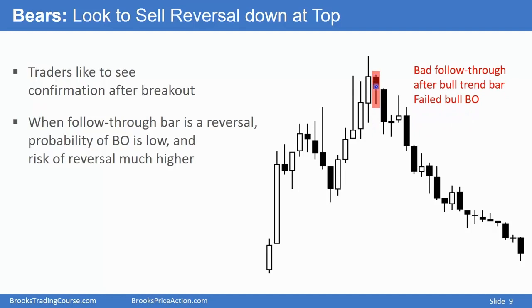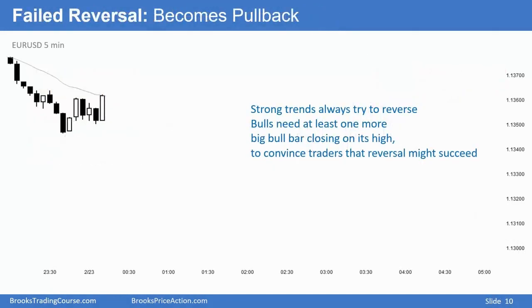Bull breakout, and then you get a bear bar. It's a failed bear breakout. Bear breakout, followed by a bull bar, is a failed bear breakout. Strong trends are always trying to reverse.